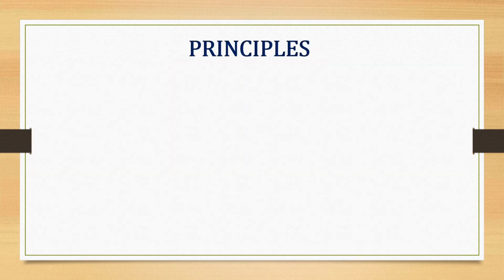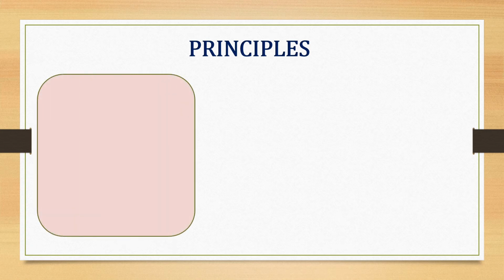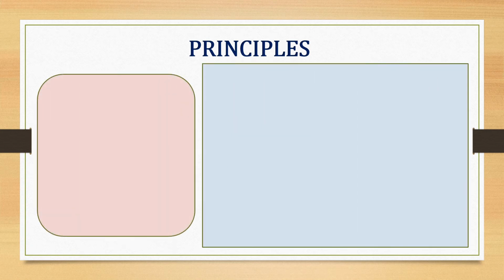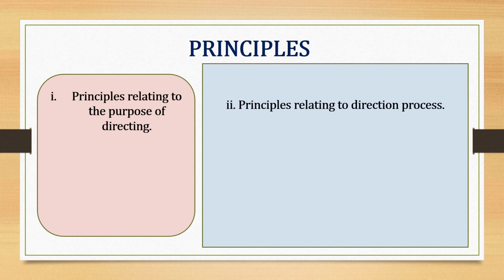Let us look into the principles of directing. There are two categories here under principles. The first one is related to the purpose, principles relating to the purpose of directing. And the second one is related to the process, principles relating to direction process. Firstly, let us talk about the purpose here. Under the purpose, the basic purpose of directing is to obtain organizational objectives. And in order to obtain that, we will see what are the principles that need to be followed.